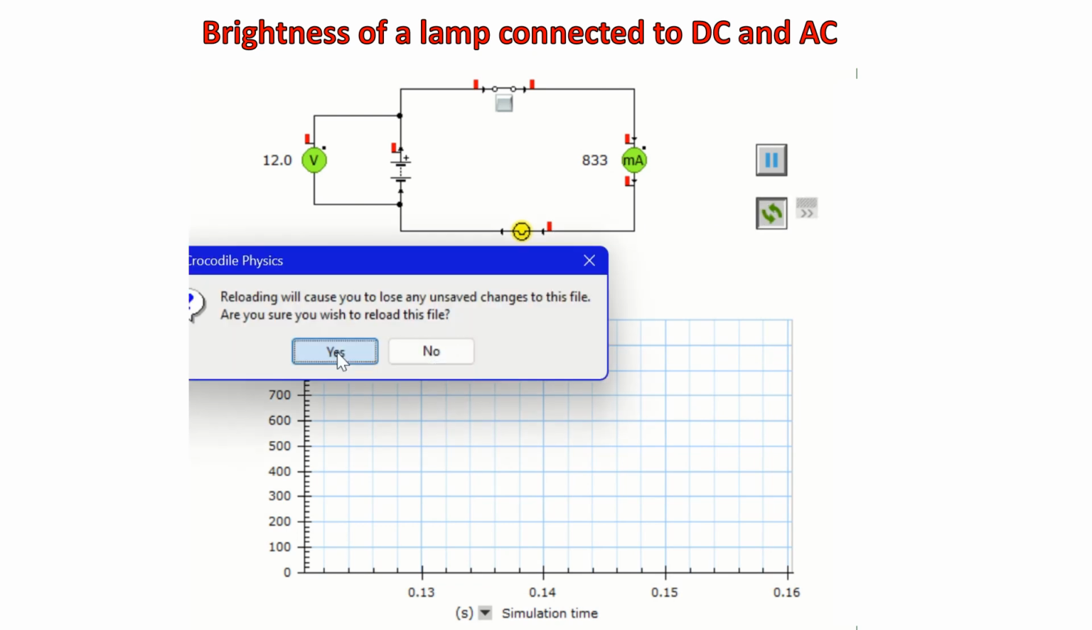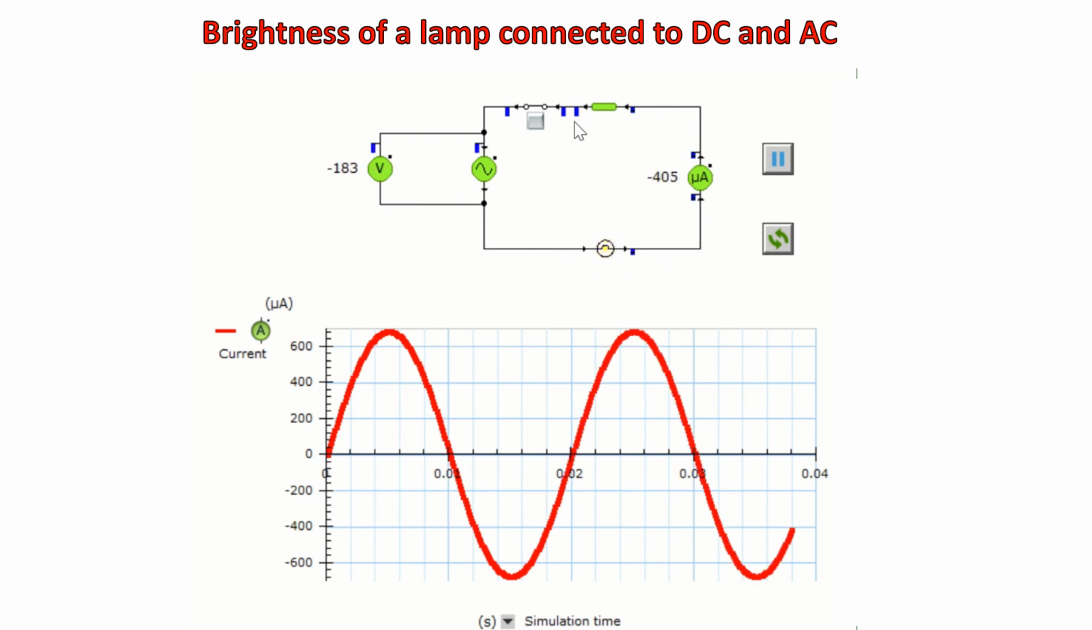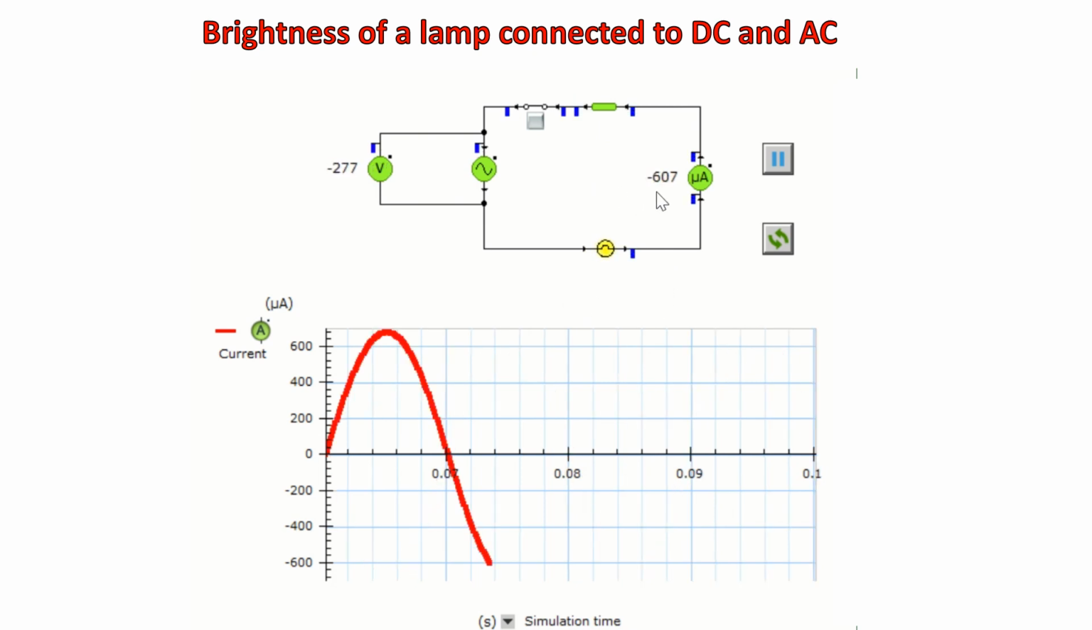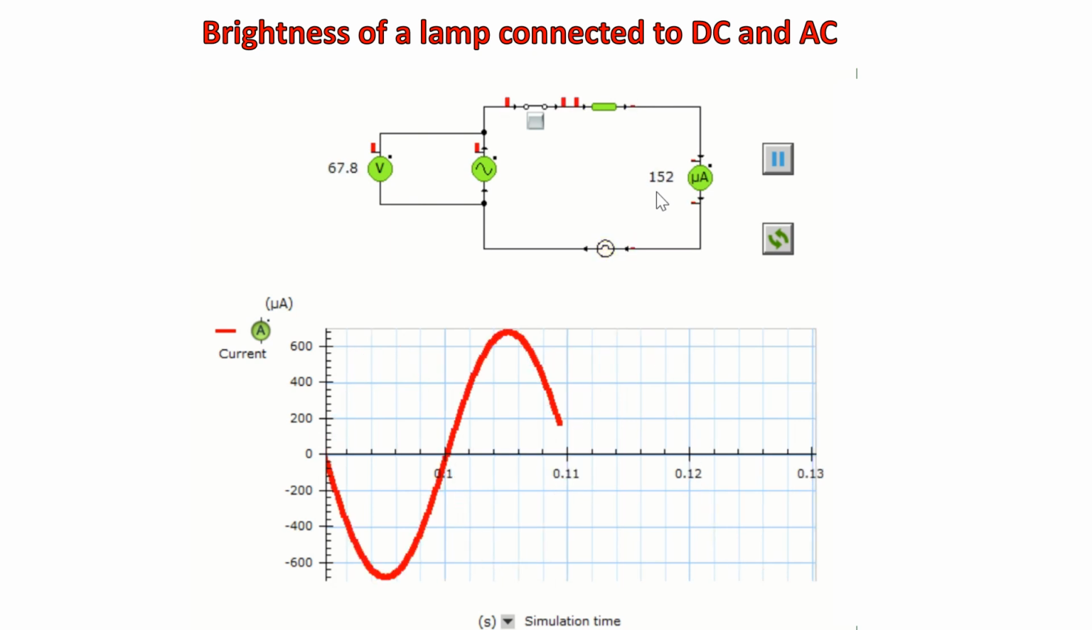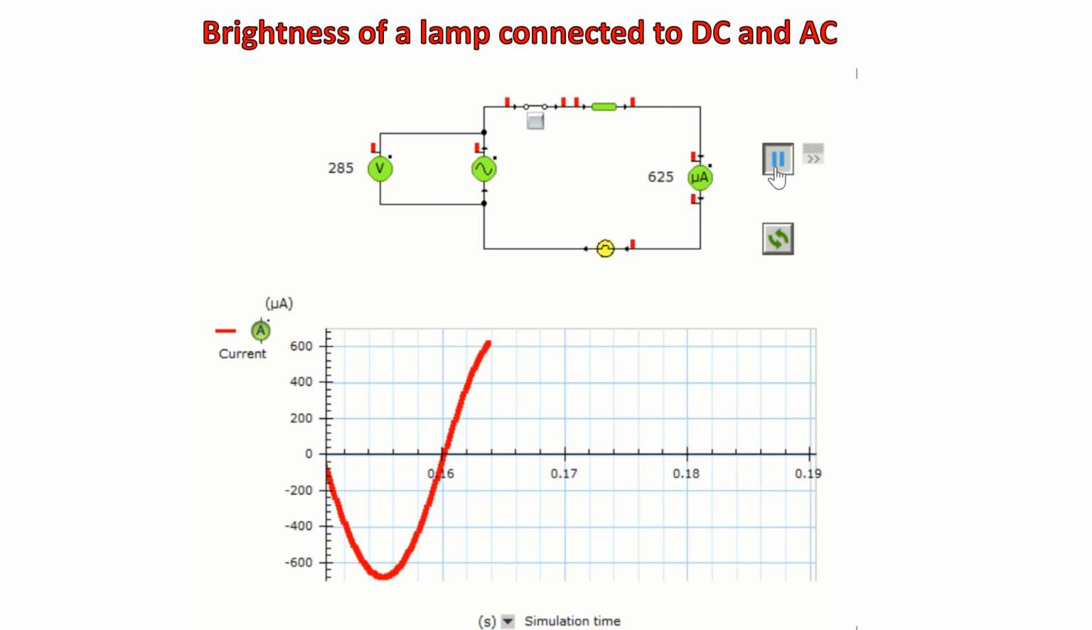Now let's observe the brightness of the lamp when connected to the AC source as shown in this experiment. Look at the direction of the current. We observe that the current has two directions, clockwise and anti-clockwise. Observe the reading of the ammeter. It varies approximately between minus 650 microamperes and plus 650 microamperes. Now let's observe the brightness of the lamp. Now the current approximately has a maximum value which is 653 microamperes, so the brightness of the lamp is maximum.